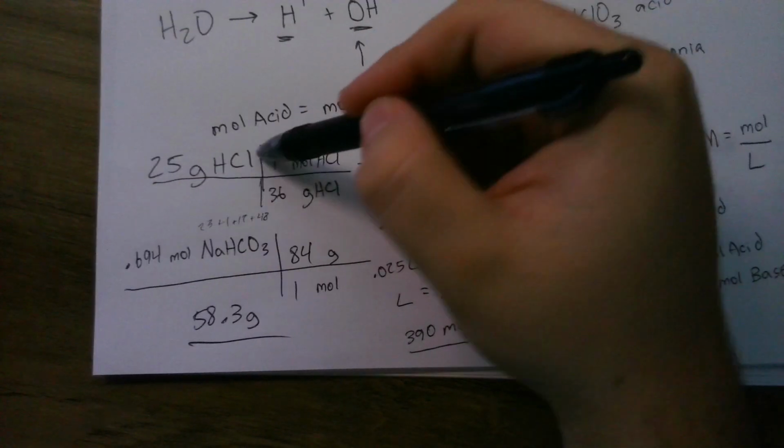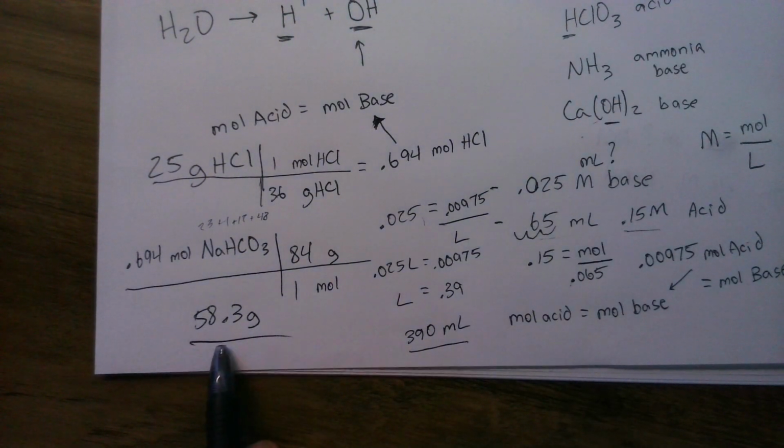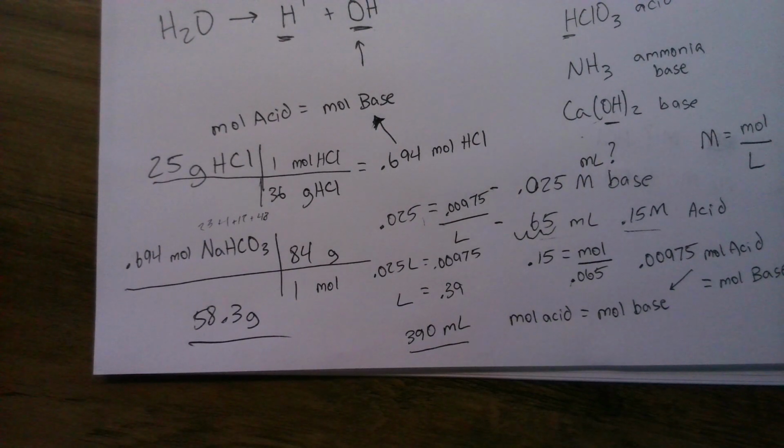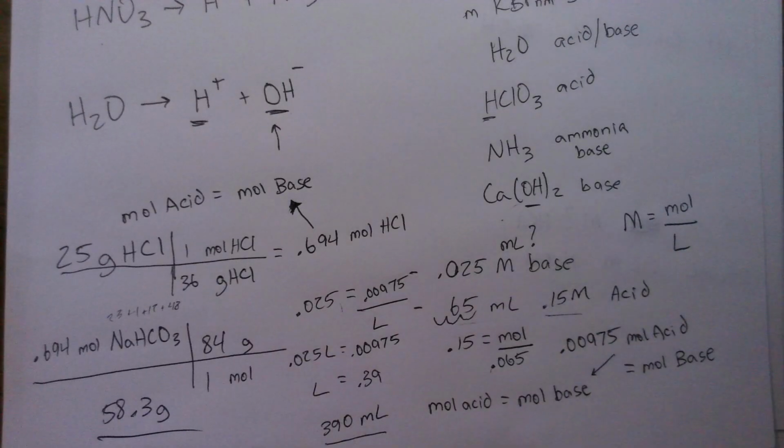I know how much acid I have, 25 grams of it. I was able to use some math to figure out exactly how many grams of baking soda I need to throw on top of my acid to neutralize it. And that would get rid of all of the acidity and basicity, right?